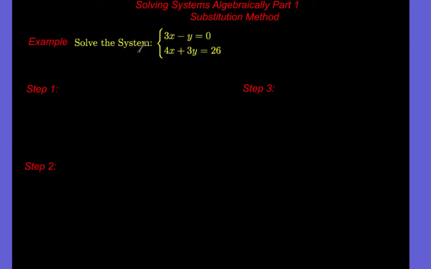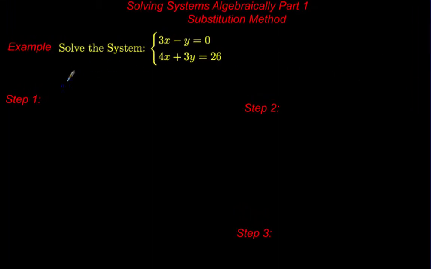All right, now we're going to solve the system 3x minus y equals 0 and 4x plus 3y equals 26. So step 1, you pick your equation. Which equation is the easiest to solve for? And hopefully you're saying the top equation. Now all of these I've solved for y, but that doesn't mean you can't solve for x. But right now y is the easiest one to solve for. So 3x minus y equals 0. Well, that just means y equals 3x.